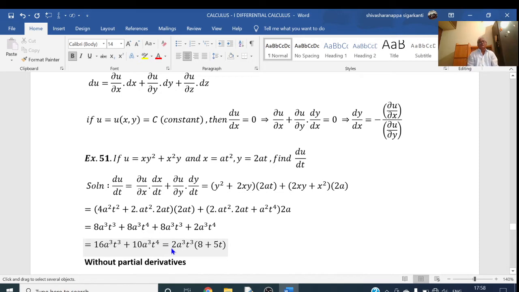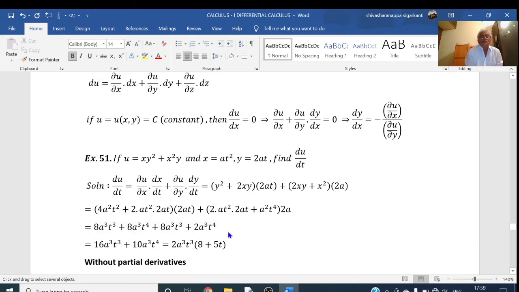Some common factors are there, we can take the common factors. 2 is a common factor, a cube is a common factor, t cube is a common factor. That is 2a cube t cube taking common factor. What remains here in the first term? 8, only 8 remains. Plus, in the second term, here 5 remains: a cube common factor, t cube common factor, that is 5t remains. That is 2a cube t cube into (8 plus 5t). So, this is our du by dt.